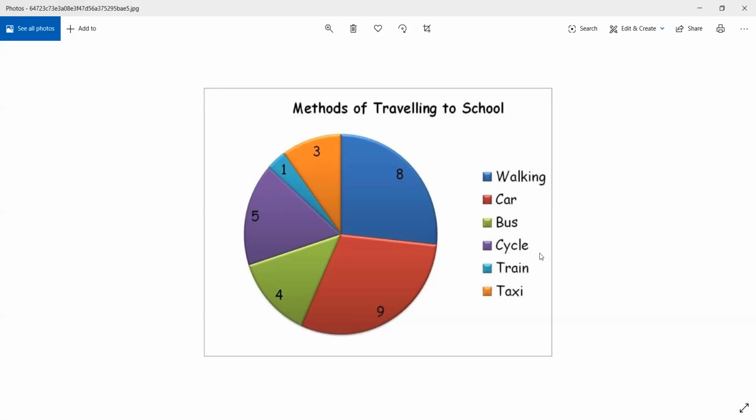From this, what can I infer? What is the least favorite mode of traveling? I can put that as train. So a very small percentage of students use train. Or what is the most popular one? I can tell car. So someone is dropping them by car, or they are using a cab or something like that, right? This way I can also measure the safety.